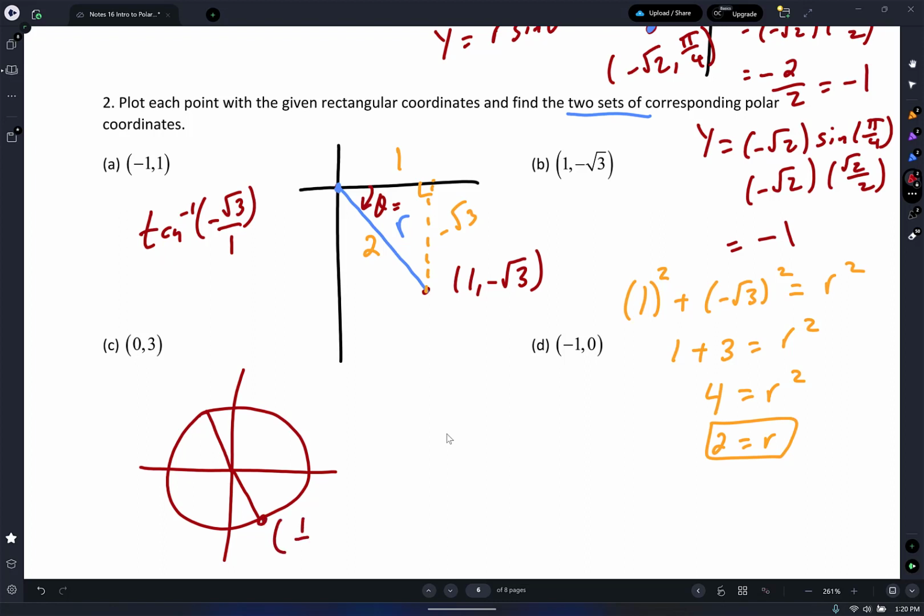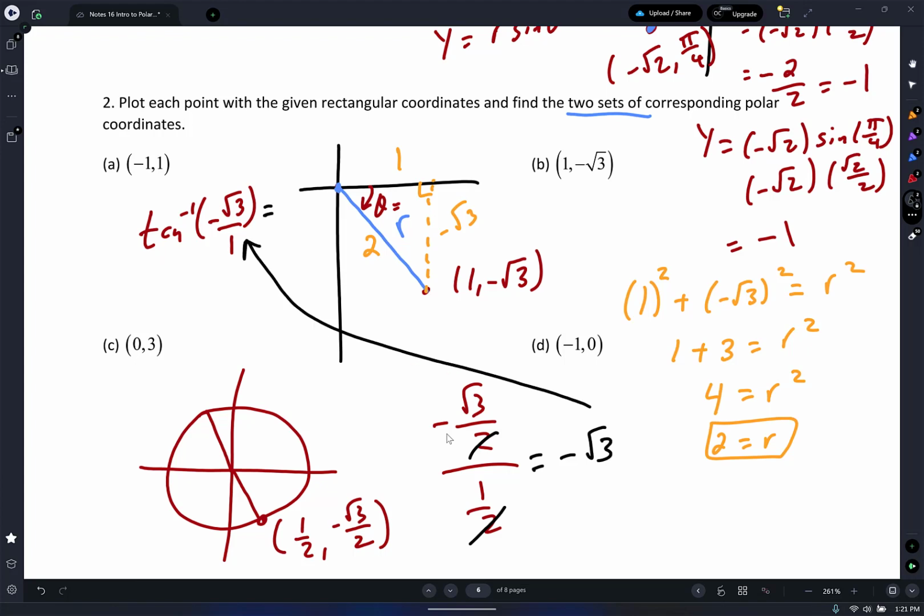I want to know where my x value is a half and my y value is a negative square root of 3 over 2. Why does it work there? Because negative square root of 3 over 2 divided by a half, the 2's cancel out, and you get negative square root of 3. See? And if you remember, do you remember what radian that is? The bottom is 3. Do you remember what the top is? That's a 5 pi over 3.